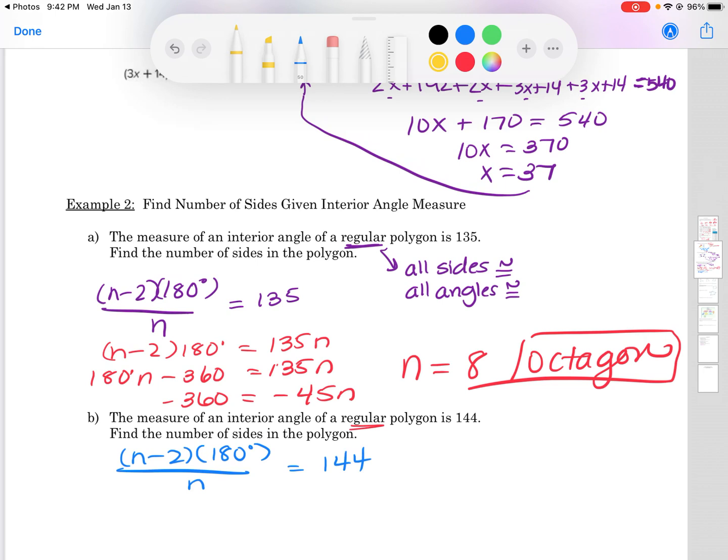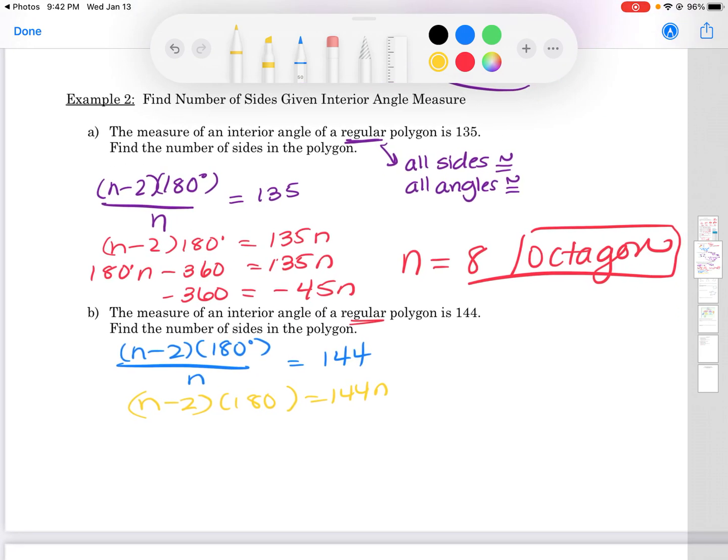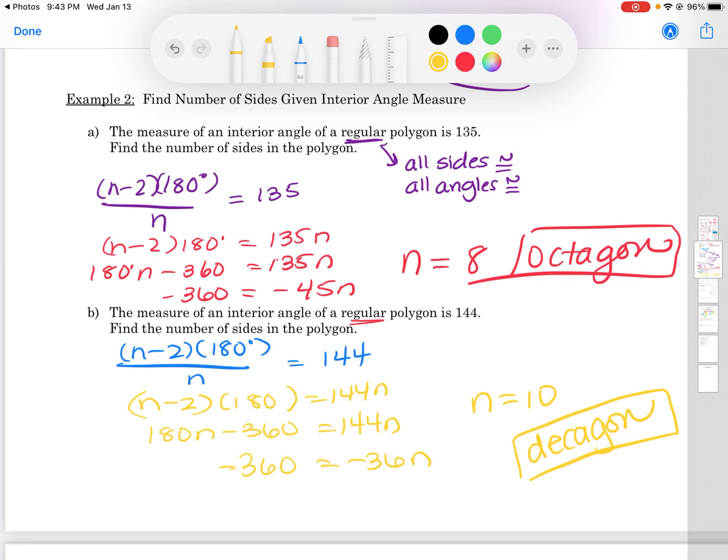All right, we'll multiply by n. So we have n minus 2 times 180 is equal to 144n. Then we can distribute. That's 180n minus 360 is equal to 144n. We can subtract that 180n from both sides. So we're going to get that negative 360 is going to equal negative 36n. And then we will lastly divide. So we're going to get that n is equal to 10. So that means we have a decagon. And you could always go back and look at the chart for those names.